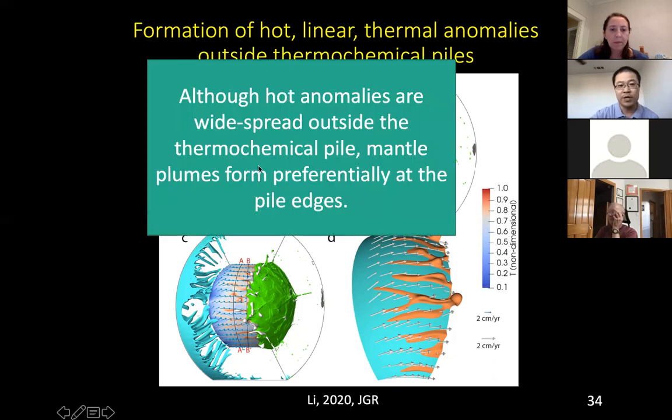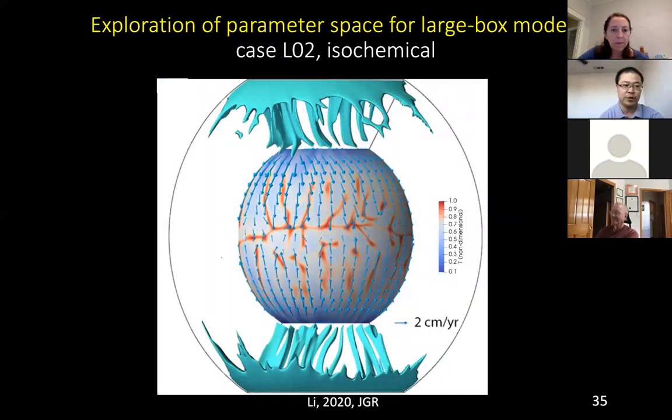One very important finding I want to point out is that although thermal anomalies are widespread outside the thermochemical pile, mantle plumes still form preferentially at the edges of the thermochemical pile. This is very important. Next, I'm going to show you other models with different parameters to try to understand what causes these thermal ridges.